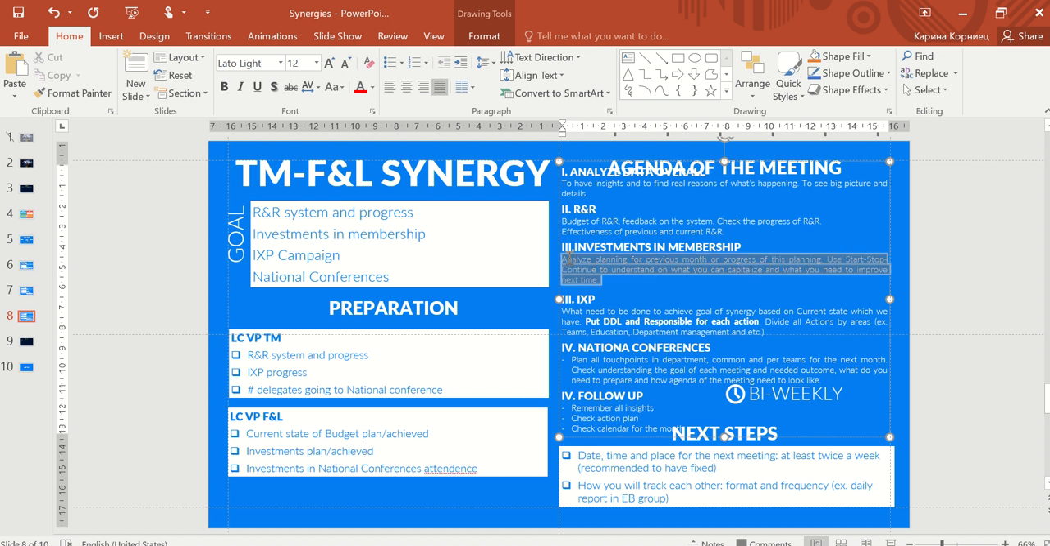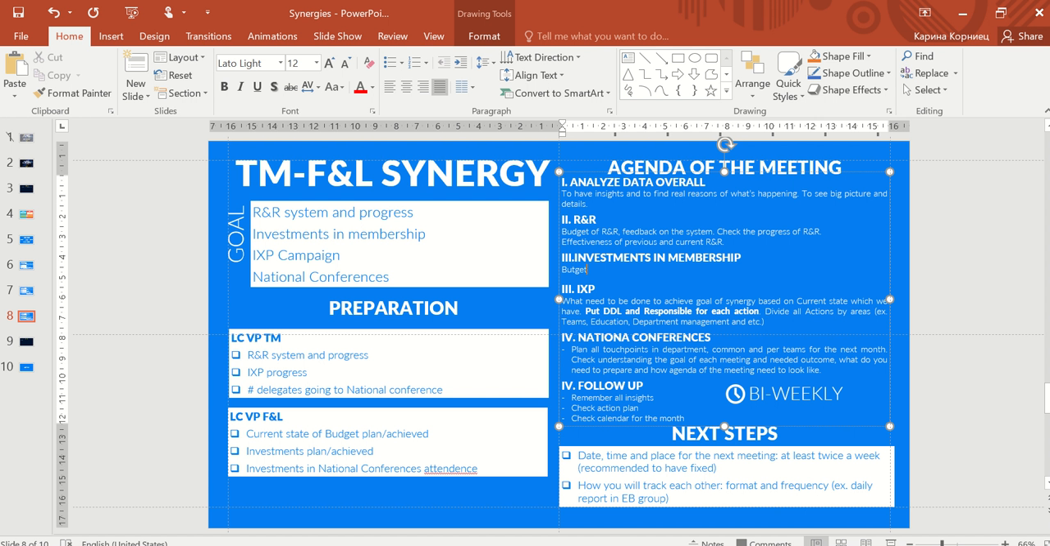Okay. Can we move to investments in membership? Yes. About what we need to talk here. I would say the support for the conference or team days, the league. Like budget. What was budgeted for investments? Plan achieved and which changes you need to bring in this budget. Something else here?